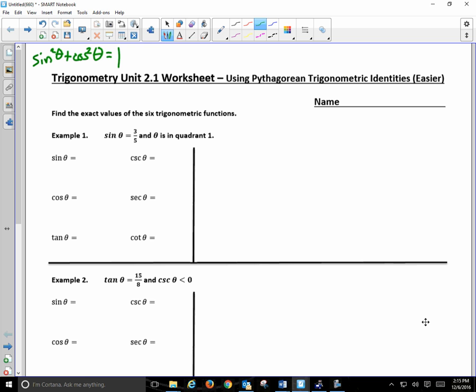Okay. Now, we have a second one. We have 1 plus tangent squared of theta is equal to? I'm all ears. Secant squared. Very good.